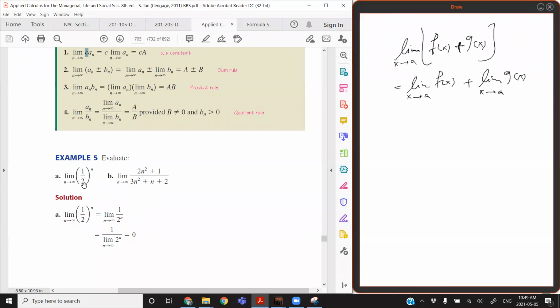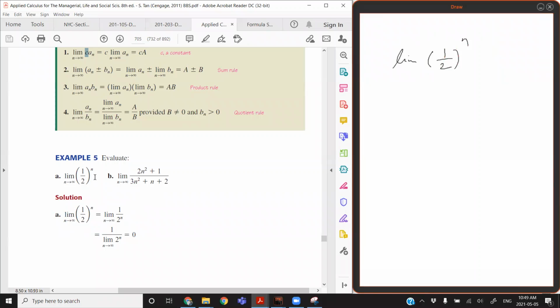So find the limit of 1 over 2 to the power of n. So if I have limit of 1 over 2 to the power of n, that would be the same as limit of 1 over limit of 2 to the power of n as n approaches infinity. So on top, I'm going to get just 1, because it's a constant. At the bottom, I can see that as n approaches infinity, 2 to the power of n is going to get bigger and bigger. These are powers of 2. So we have 1 over infinity, that's going to be 0. Make sense?